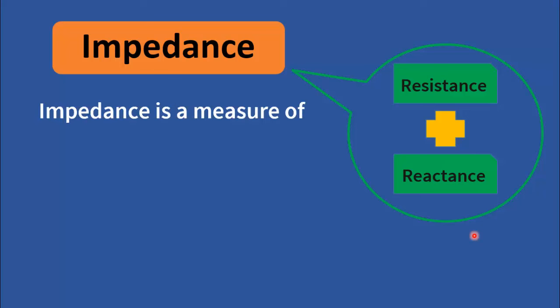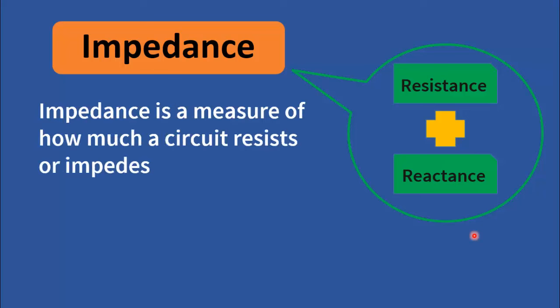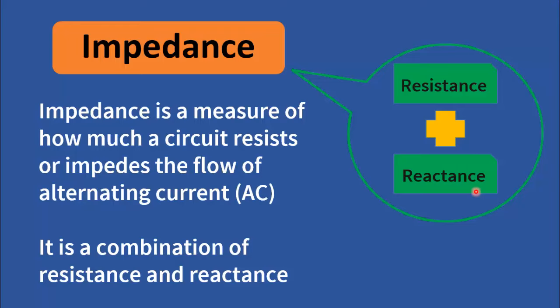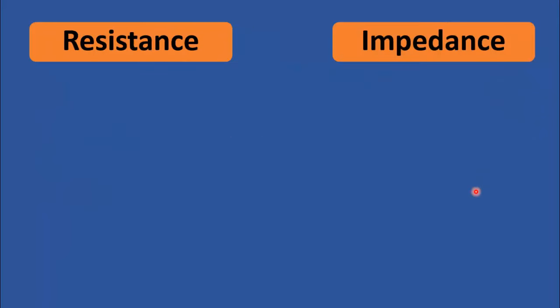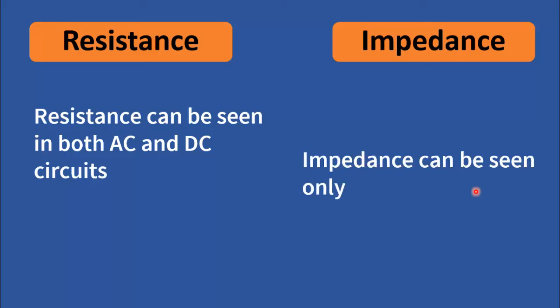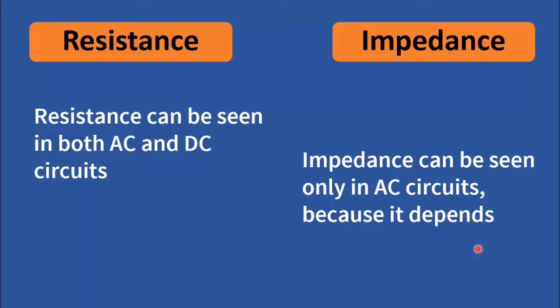Impedance is a measure of how much a circuit resists or impedes the flow of alternating current, AC. Impedance is the sum of both resistance and reactance. Resistance can be seen in both AC and DC circuits. Impedance can be seen only in AC circuits, because it depends on supply frequency.